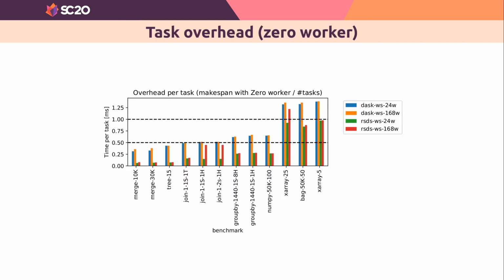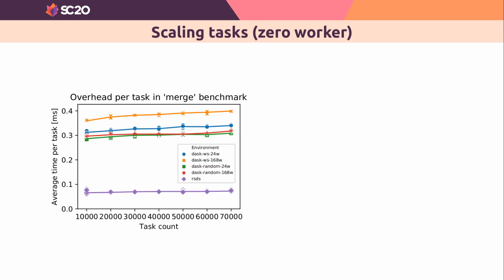On this chart, we show the average overhead per task, which is calculated as the duration to execute the workflow divided by the number of tasks. Please note that since with the zero worker the tasks are not actually executed, the only difference between these workflows is their task graph shape and size. We see that the average overhead per task for both Dask and RSDS is about 1 millisecond or lower. However, the overhead of RSDS is consistently smaller than the overhead of Dask.